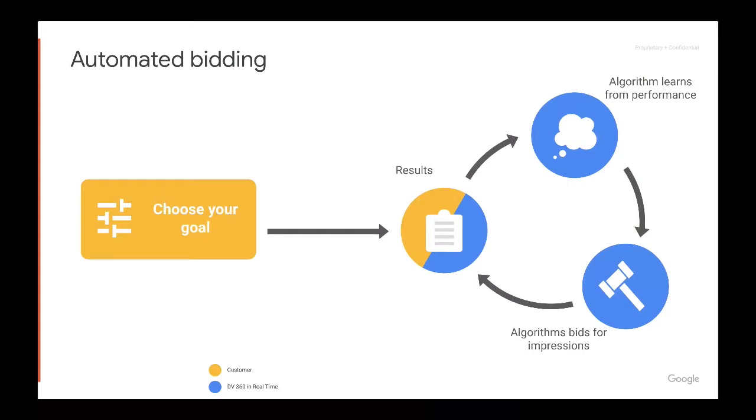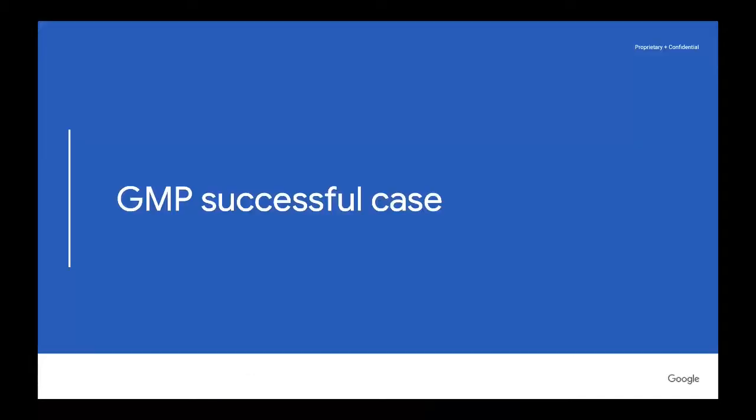And then from the results, our system has the algorithm to learn from the performance, and it bids for the impressions that are more valuable to your business. So in our platform, automated bidding can help you save a lot of time with better performance. So we have covered a lot of the unique selling points of our DV360.